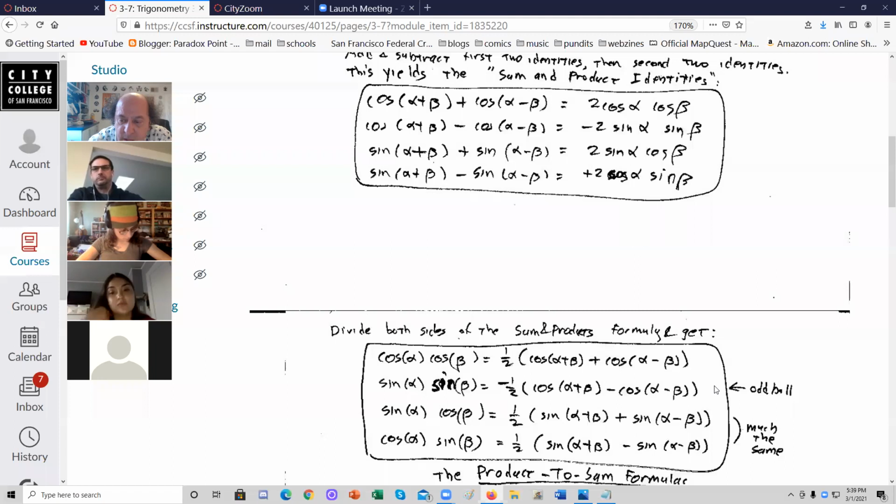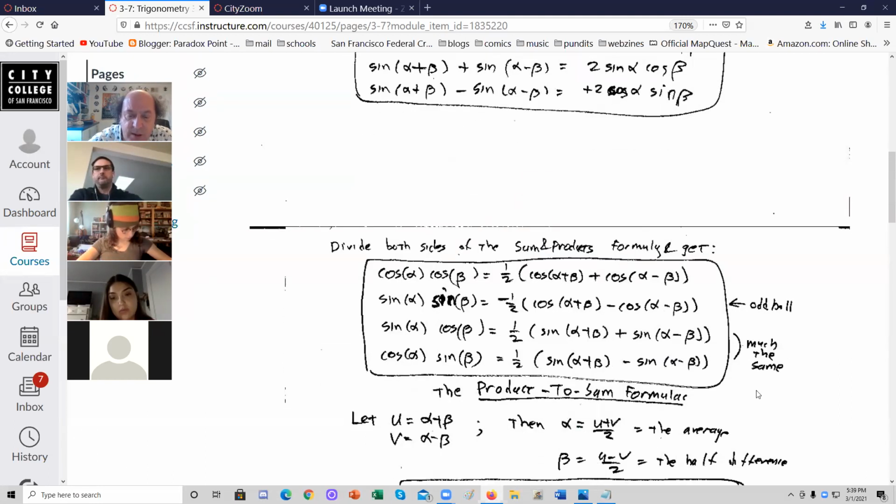There's a minus, so this makes this the oddball. If you divide by 2, then sine alpha cosine beta equals 1/2 of sine of sum plus sine of difference. If you divide this by 2, you get cos alpha sine beta equals 1/2 of sine of alpha plus beta minus sine of alpha minus beta. These are pretty similar. These are called the product to sum formulas. So here you have products of cosines and sines equal plus or minus 1/2 of sums and differences. I really think of these more like averages and half differences, but whatever.